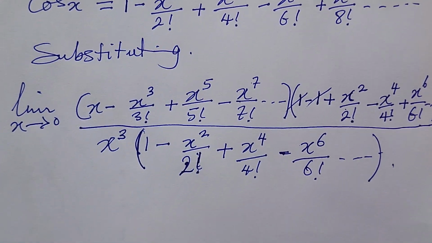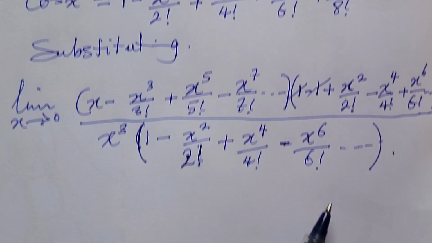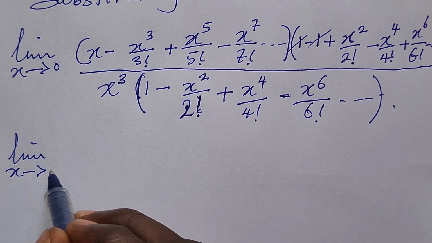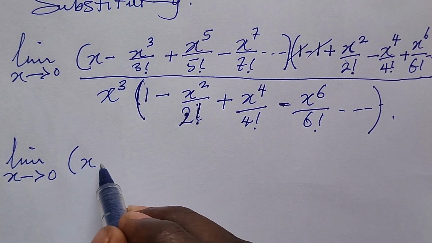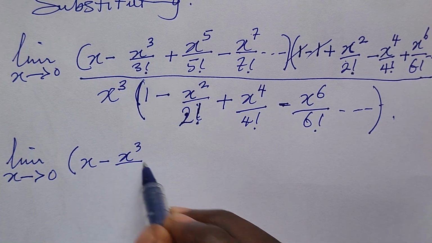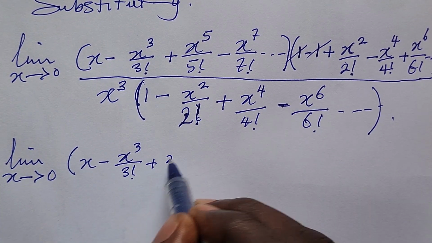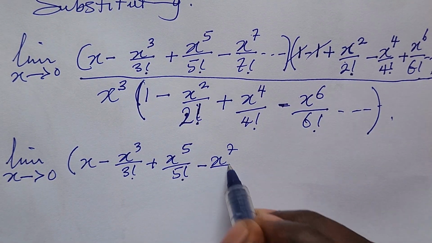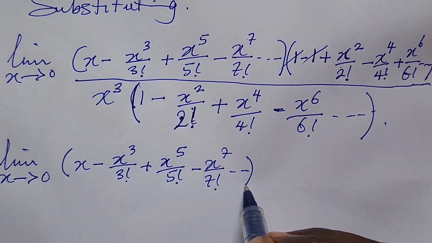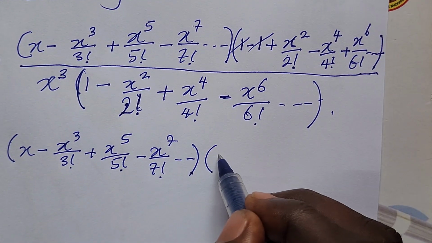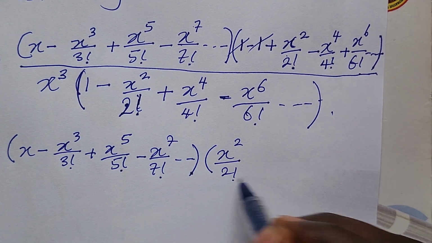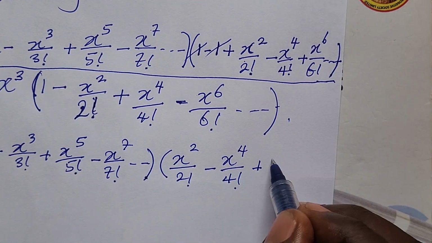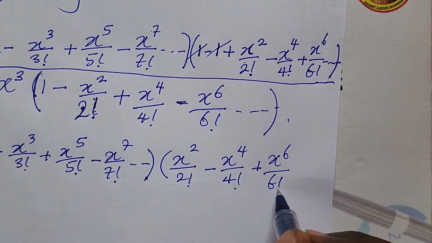Okay, so from here, if you take a critical look at this, you discover that this will leave the system. So here, this will leave the system. If this leaves the system, we now have our expression to be the limit as x tends to 0 of the bracket x minus x to the power of 3 over 3 factorial, plus x to the power of 5 over 5 factorial, minus x to the power of 7 over 7 factorial, and so on, close bracket, times x to the power of 2 over 2 factorial, minus x to the power of 4 over 4 factorial, plus x to the power of 6 over 6 factorial, and so on.